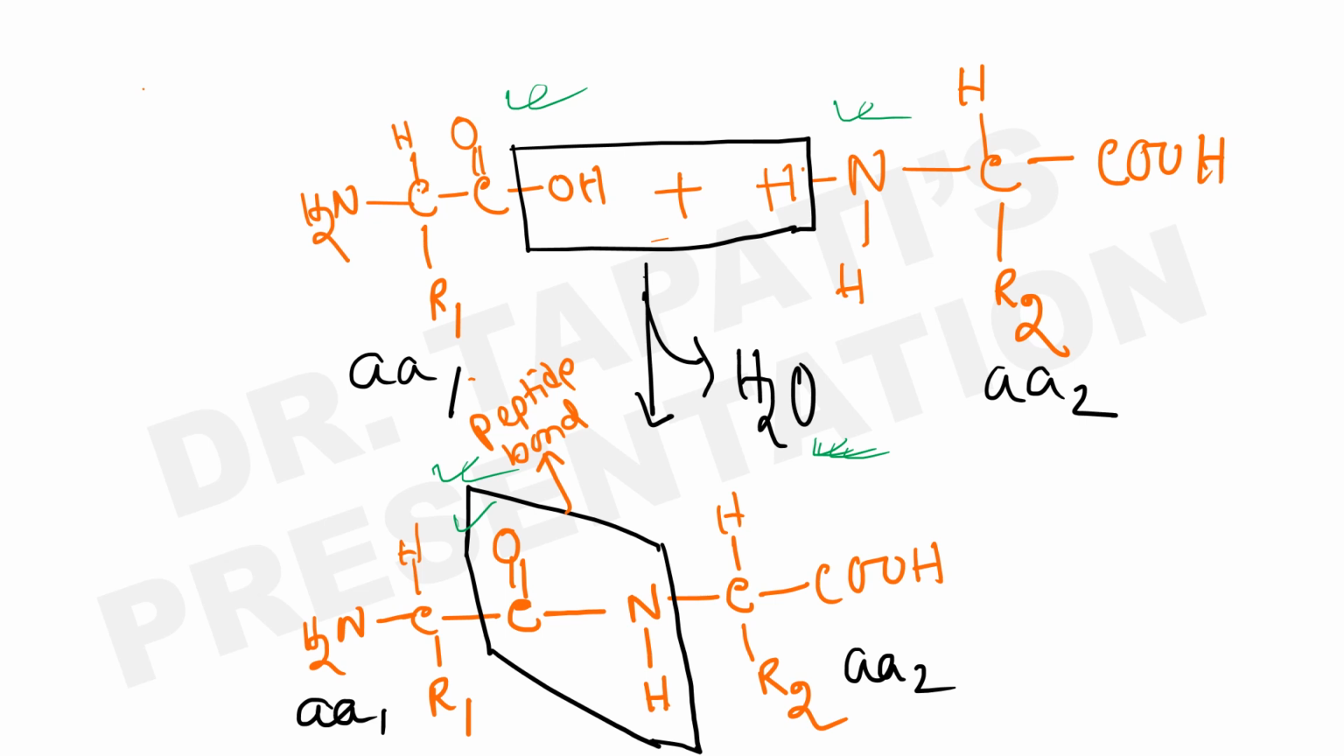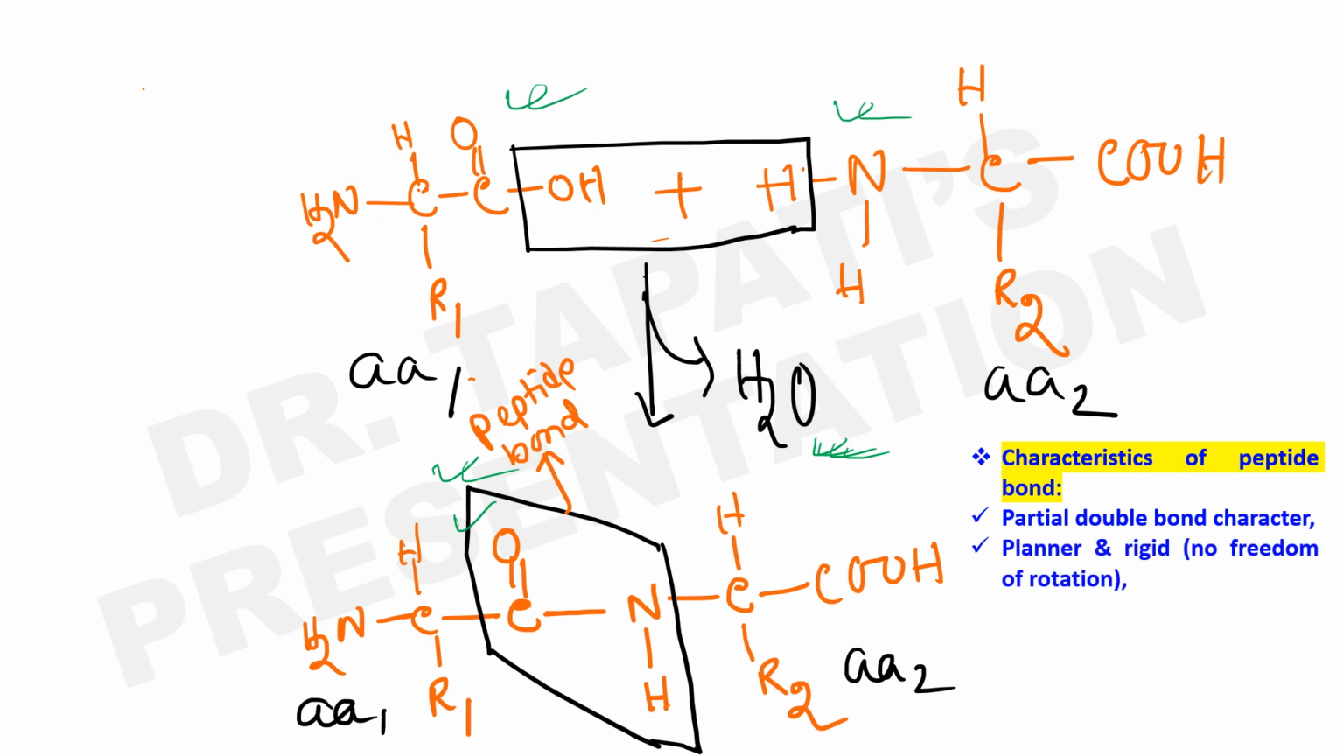If you check the characteristics of the peptide bond, it has partial double bond character. Due to that, it is planar and rigid, so there is no freedom of rotation. And the C-N bond is in trans configuration.